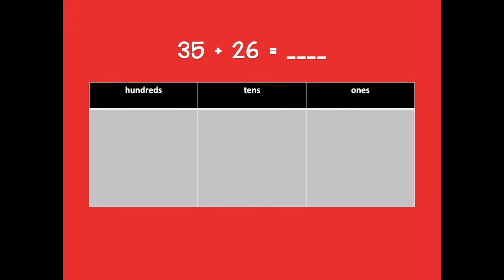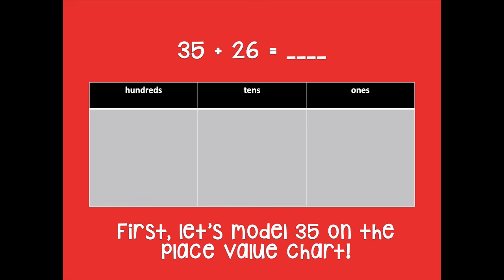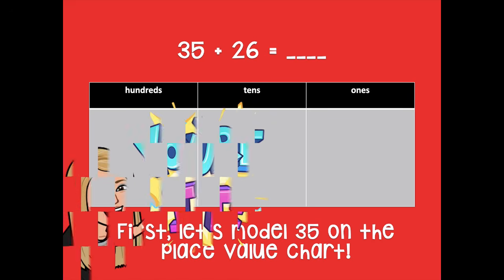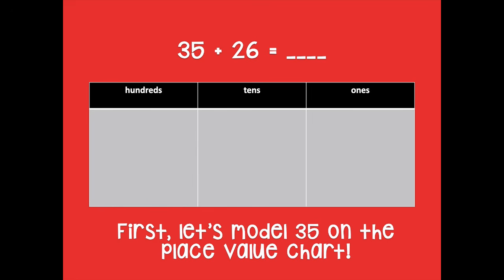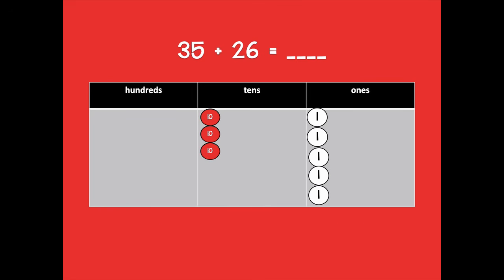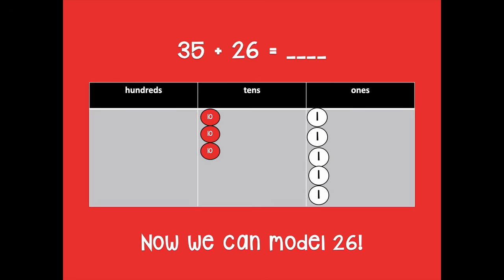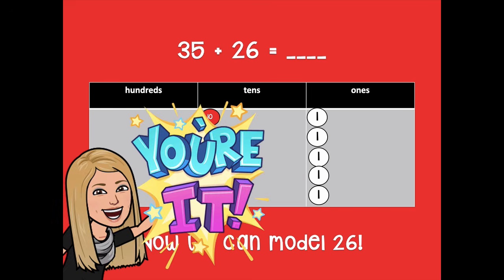So here we have 35 plus 26. So first, let's model 35 on the place value chart. Okay, so pause the video, model 35, and then click play when you're ready for the next step. All right, friends, so here's my 35. Now we can model 26. So I want you guys to pause the video, and you're going to model the other addend of 26. And then click play when you're ready for the next step.